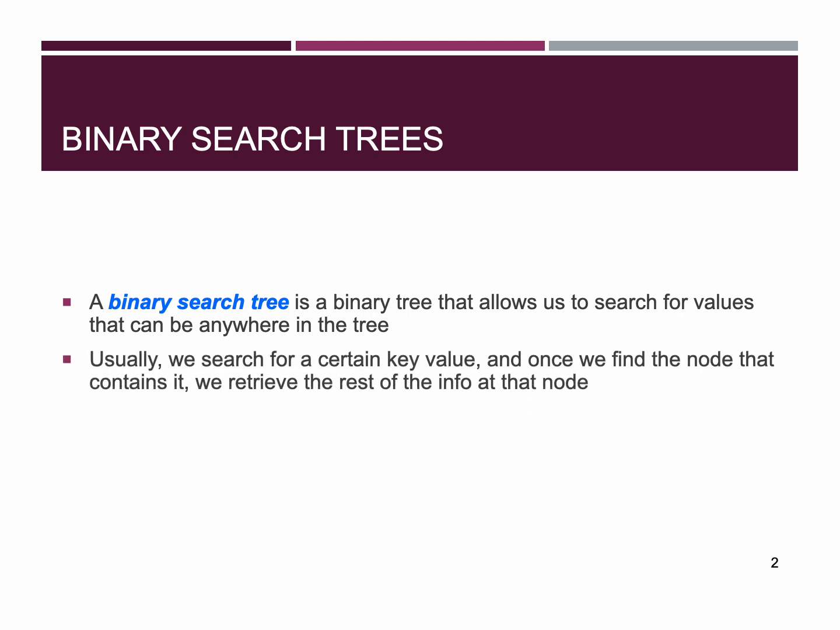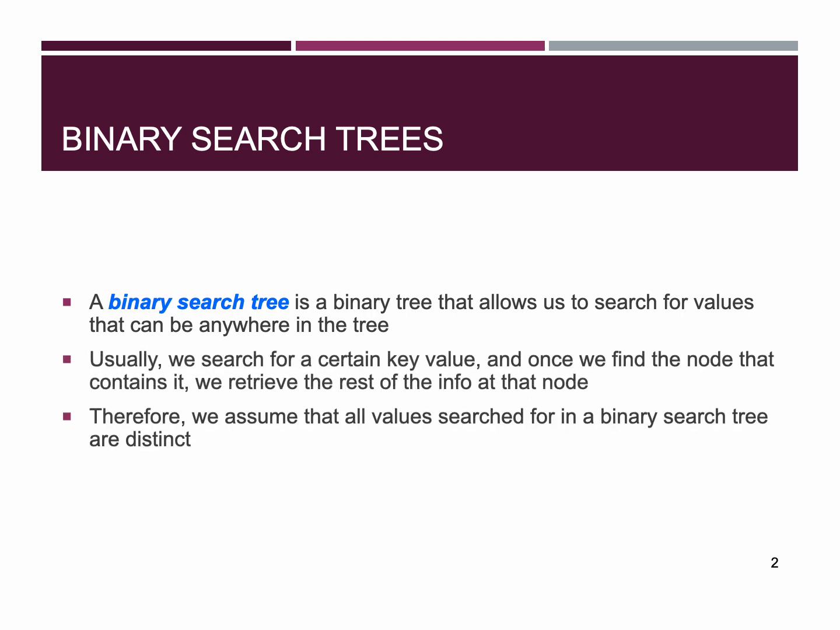Here we have binary search trees, first of all, which is an essential data structure in computer science. A binary search tree, as the name suggests, is a type of binary tree that is specifically organized to allow efficient searching, insertion, and deletion of values. What makes it special is its ability to let us search for any value stored at any node in the tree.